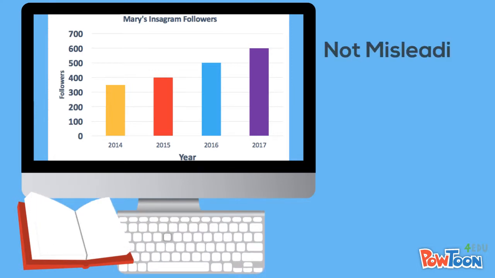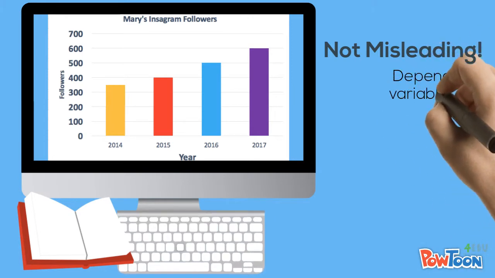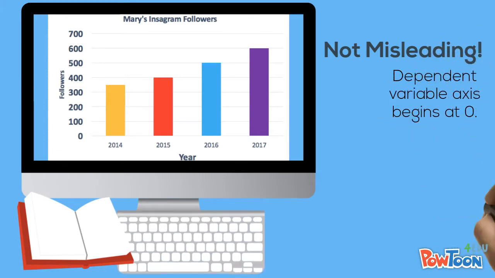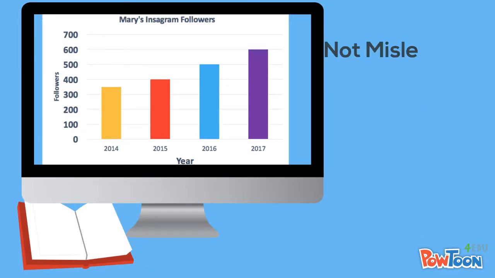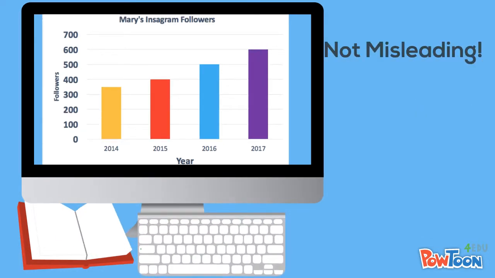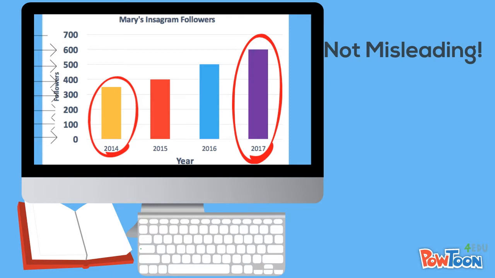That is because the dependent variable axis, the number of followers are dependent on the year, begins at 0. Furthermore, the vertical axis, which is the dependent variable axis, is scaled correctly, in that it increases by even intervals all the way to the top. And when the bars for each year are filled in, we see that although there was an increase between 2014 and 2017, the increase is not nearly as dramatic as the original misleading graph would suggest.